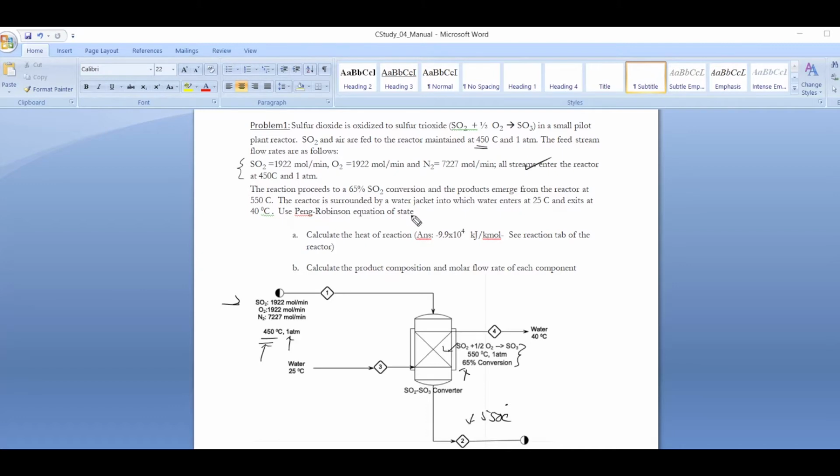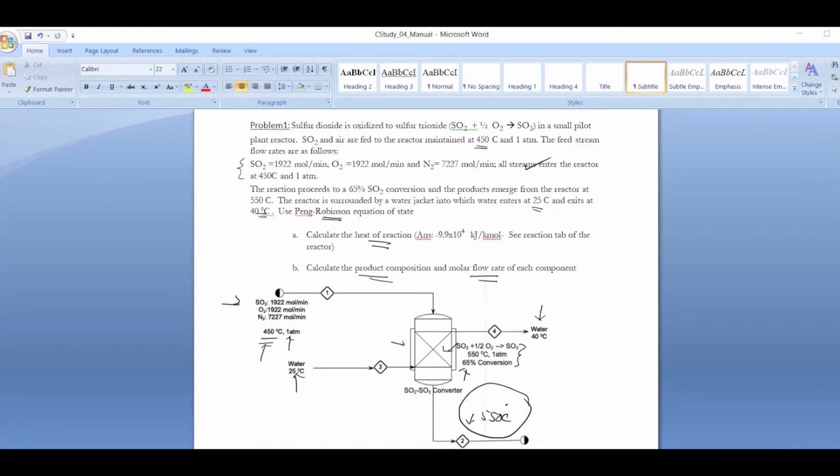The reactor is surrounded by a water jacket, and the cooling water comes in and hot water goes out. The cooling water enters at 25 degrees Celsius and exits at 40 degrees Celsius. The flow rate of water is adjusted so that the product comes out at 550 degrees Celsius, since this is a highly exothermic reaction. We have to use the Peng-Robinson equation of state, calculate the heat of reaction from the simulation, and calculate the product composition and the molar flow rate for each component.